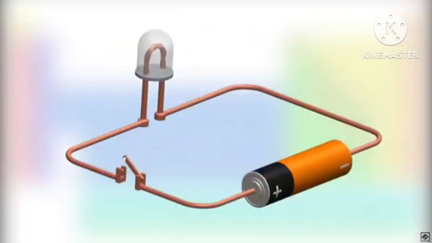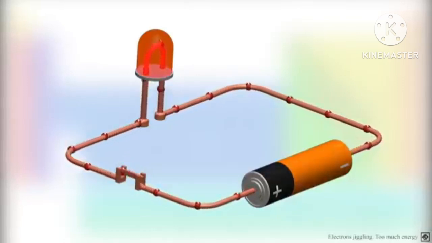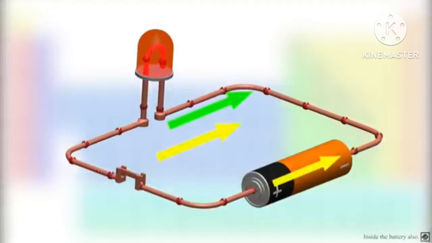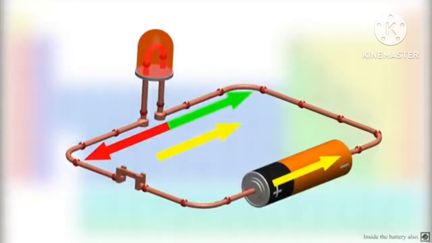Before everything, let us understand the flow of current and electrons with this basic circuit. In this circuit, the current flows from the positive terminal to the negative terminal of the battery. Also, the electric field flows from the positive terminal to the negative terminal outside the battery. The flow of electrons is opposite to the flow of the electric field or current. That is, electrons flow from the negative terminal to the positive terminal.